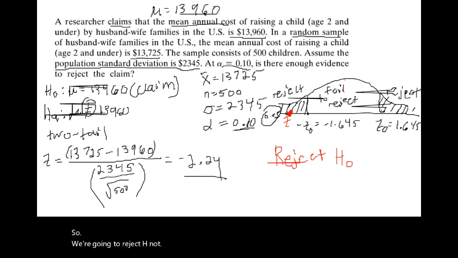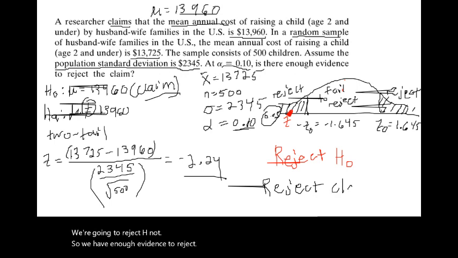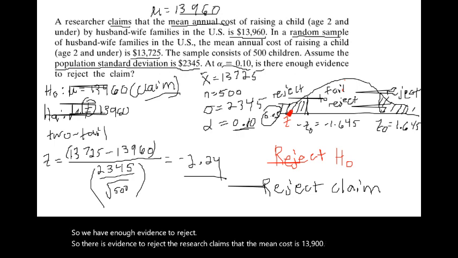Since the claim was H naught, we have enough evidence to reject the claim. So there is enough evidence to reject the researcher's claim that the mean cost is $13,960. So that is it for z-tests for a mean. Remember, you do a z-test when the population standard deviation sigma is known.